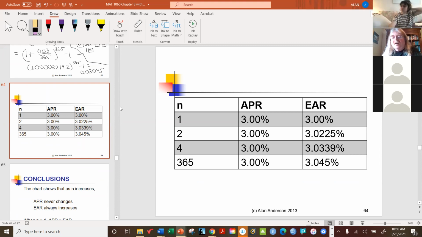But on the other hand, the EAR clearly does depend on N. And what I'd like you to notice here is that every time we increase N, EAR goes up. When N equals 1, they're equal to each other. But after that, as I keep increasing N, EAR keeps going up. All right. Now, of course, we could have others too, but if you kept filling in this chart with more different N's, you would still see the same pattern.